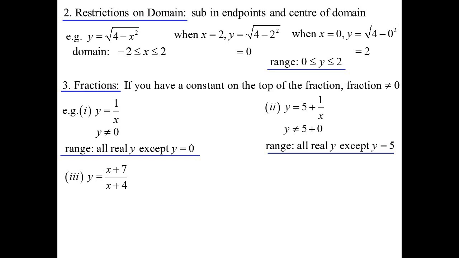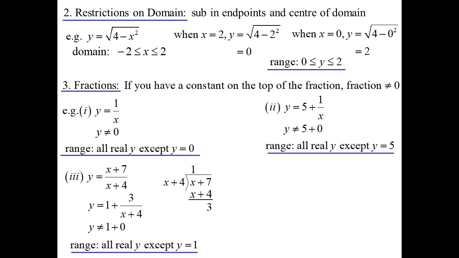So what I do is a division. You might remember polynomial divisions. I could rewrite that fraction 1 plus 3 on x plus 4. Now I've got a situation where I've got a fraction constant on the top. I know that can't equal 0. Therefore, y can't equal 1 plus 0.